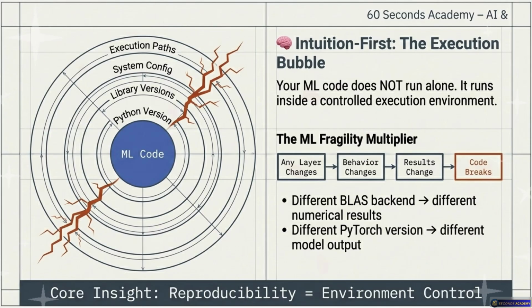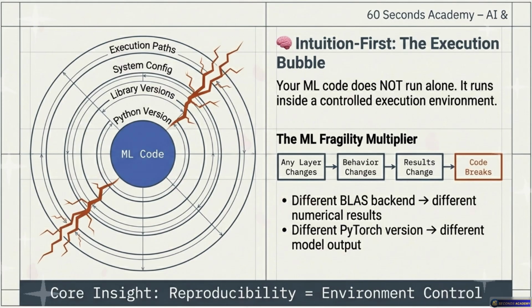That makes me think of running ML code like baking a highly delicate souffle. Oh, I like that. Right. You can have the exact same recipe, which represents your code, but if you take that recipe to a completely different kitchen and you use a slightly different brand of flour, or an oven that runs just 5 degrees hotter due to its internal thermostat, which represents your environment, the whole thing completely collapses.